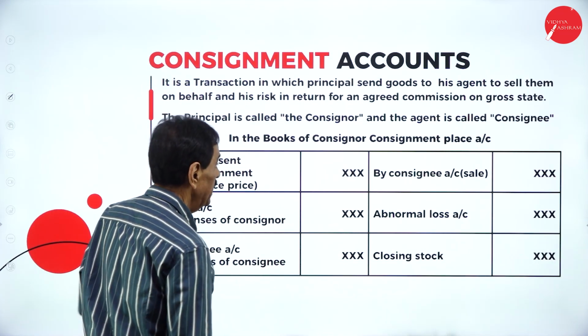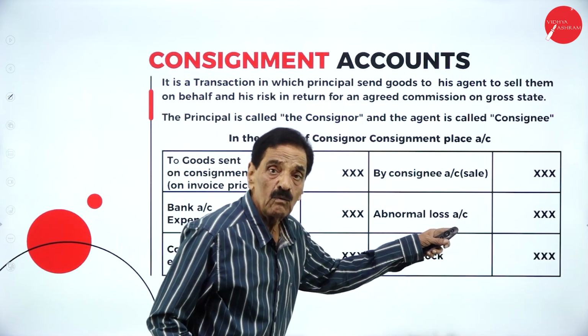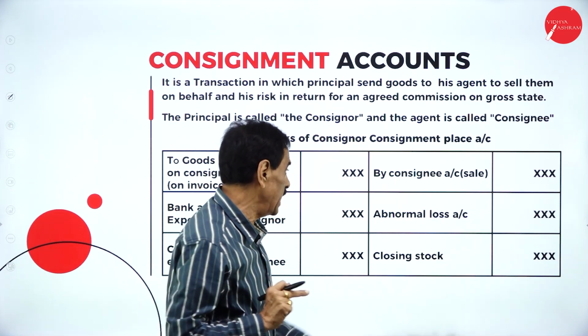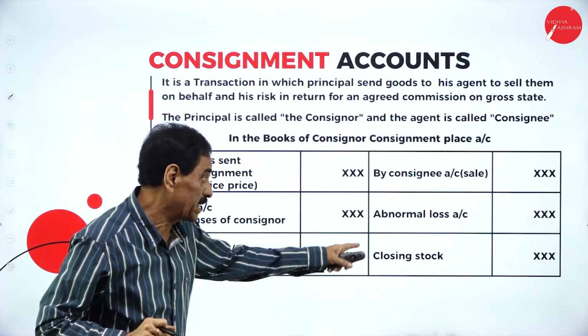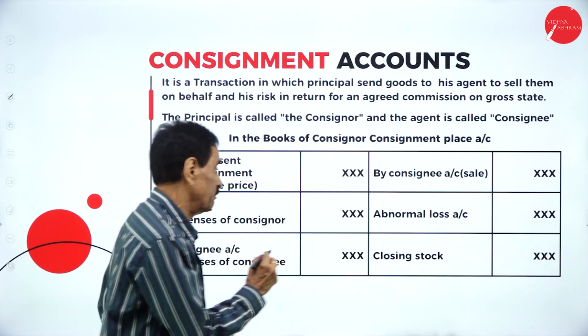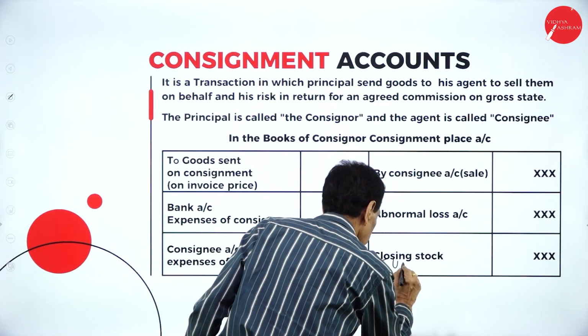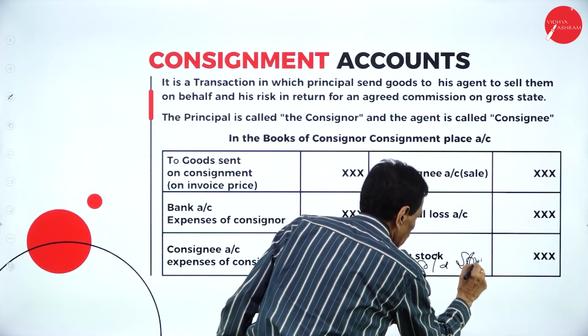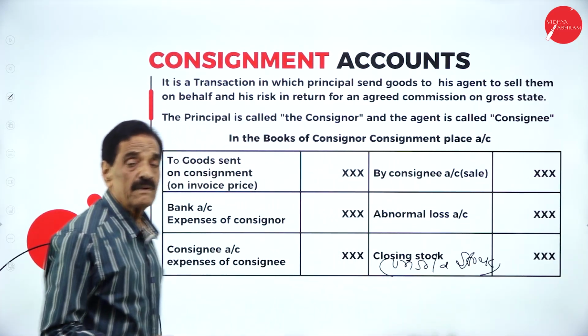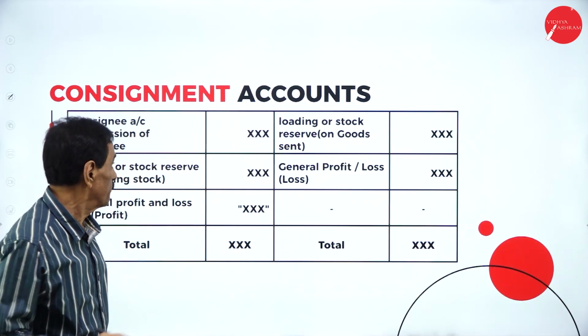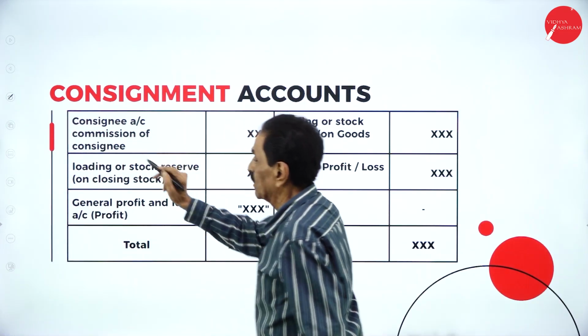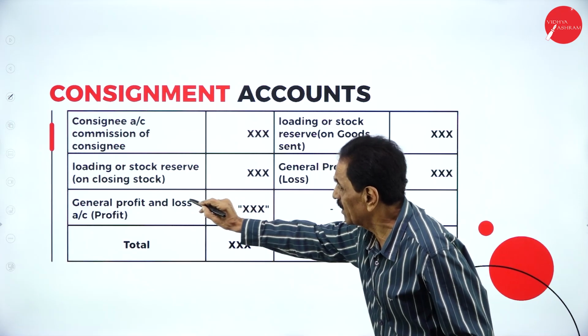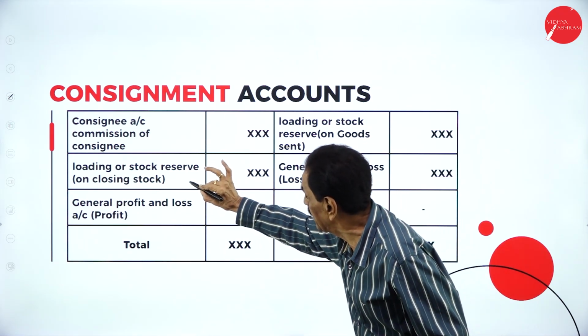Come back to the credit side. By consignee account, whatever the sale made by the consignee; by abnormal loss, I will explain this; by closing stock, which means unsold stock, lies with the consignee. Then, to consignee account commission, to loading a stock reserve on closing stock, I will explain this.